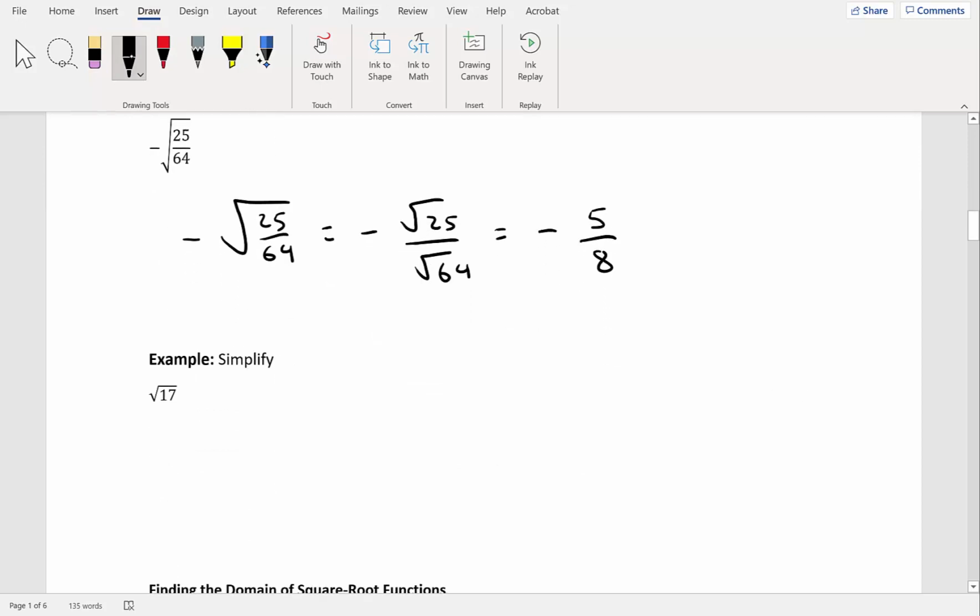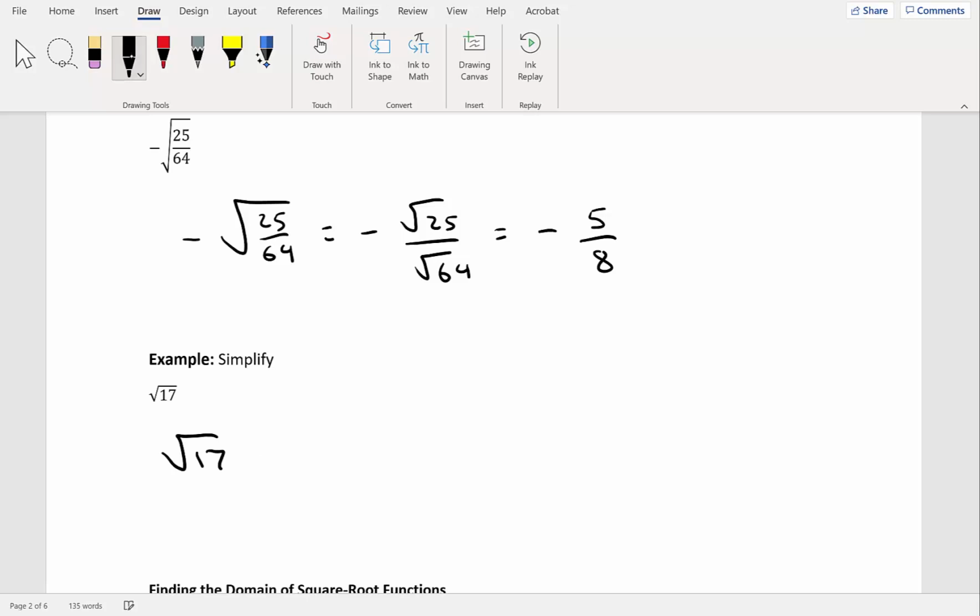Next example, square root of 17. We have to try to find a number where if we raise it to the second power, it will give us 17. Well, in this particular case, there isn't a whole number where if I raise it to the second power, it will give me 17. There's no whole number that would work.